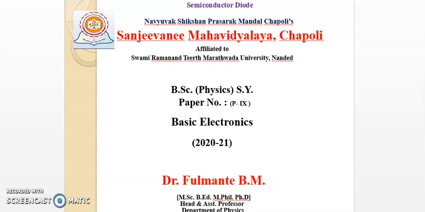Good morning one and all. In the last lecture we saw the syllabus designed for B.Sc second year physics students, paper number 9, that is basic electronics. The syllabus is designed for the year 2020-21.